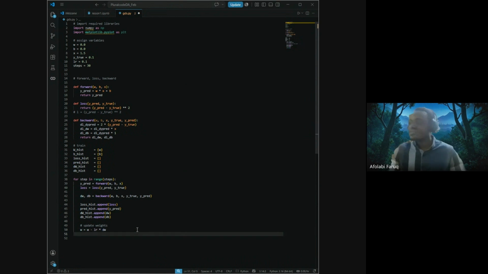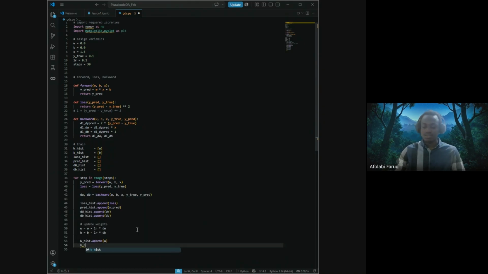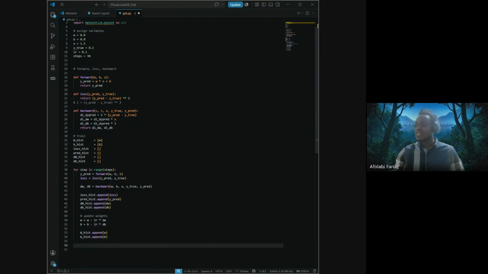Then the next thing we have is the bias. B is also going to be calculated: B minus LR times dB. So we have that as well. Then we append this. So you say W_est dot append W and B_est dot append B. Yeah. So that's basically that.